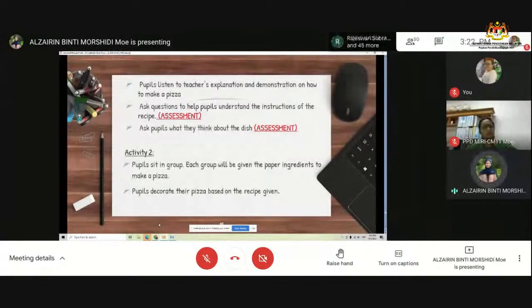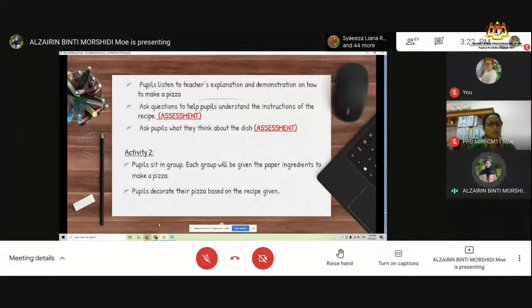Okay, next, pupils listen to the teacher's explanation and demonstration on how to make a pizza. Ask questions to help pupils understand the instructions of the recipe. You can probe the students with questions to make sure the kids understand or not. And then you ask pupils what they think about the dish.